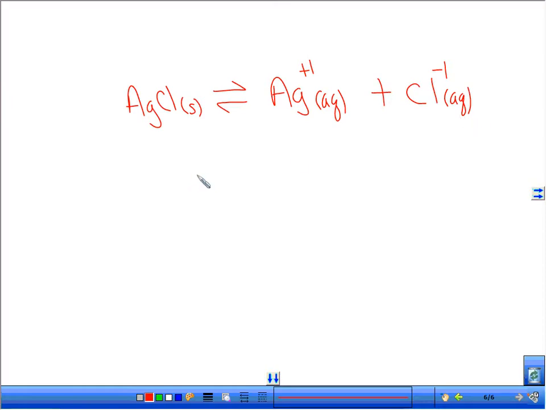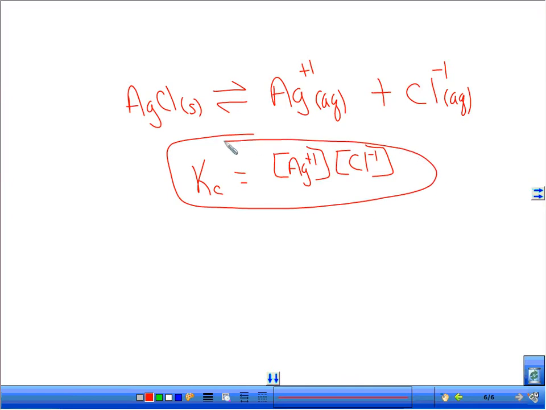So if I wrote the Kc expression for this one, it's products, which in this case would be Ag plus 1, brackets, times Cl minus 1. If it's an ion, I've got to write it as an ion. And these are both going to be raised to the first power. And then it would be divided by the reactants, but the reactant is a solid here, so I do not even include it. So that's going to look just like that, leaving everything else. So that is my answer for that one. There's no bottom because technically you would have it over 1, so we don't need to put it.